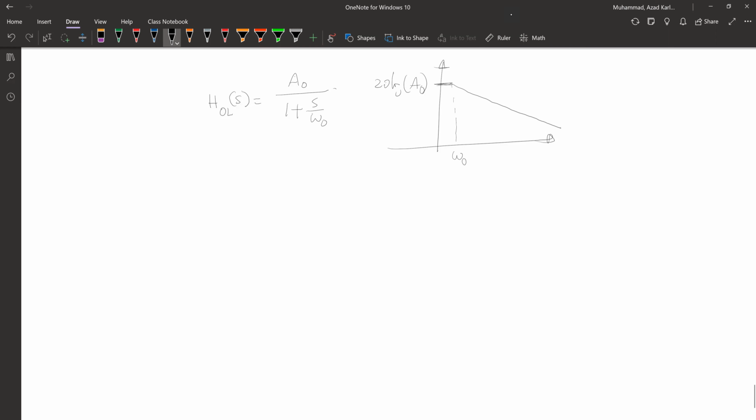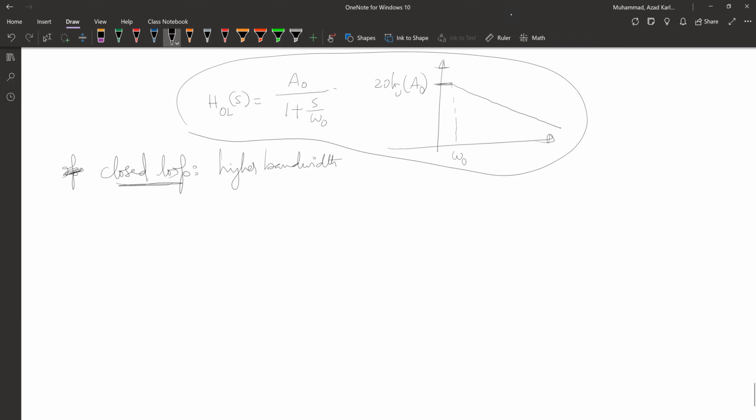So we are trying to use this op amp in a closed loop scenario to increase the bandwidth, right? The main advantage of closed loop scenarios is that we have higher bandwidths. And you'll observe that if you know how the op-amp behaves in the open loop scenario, which we just saw, we know everything about the closed loop scenario. Let's quickly see how that happens.